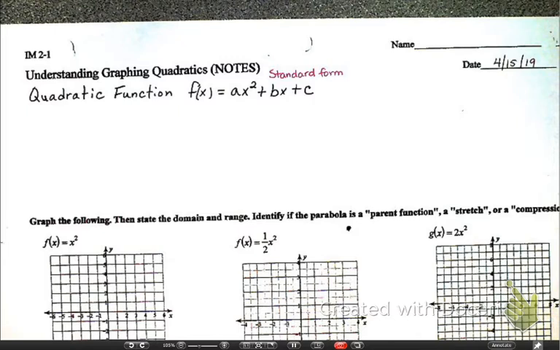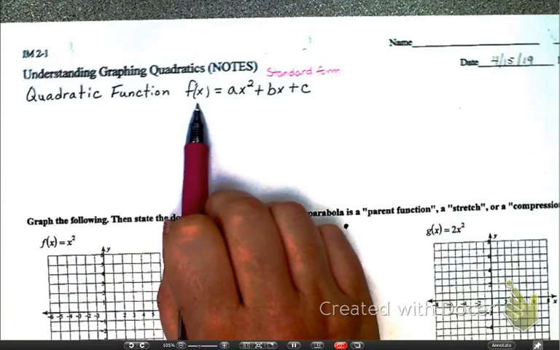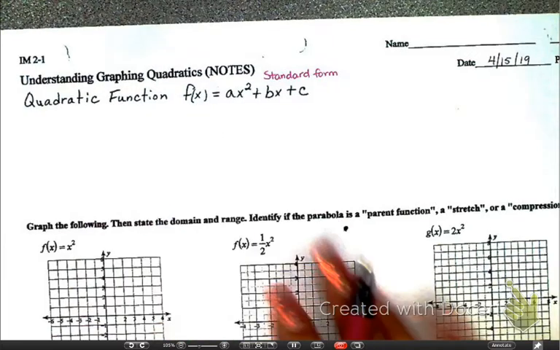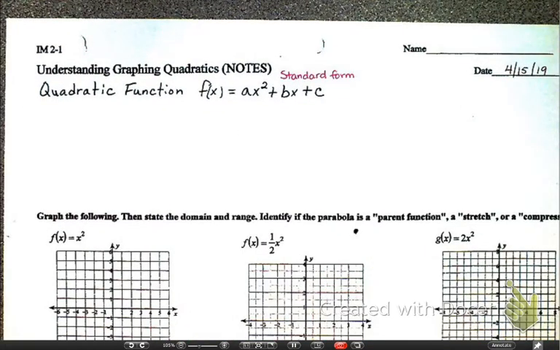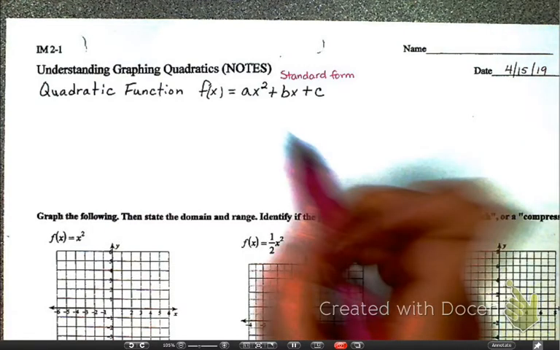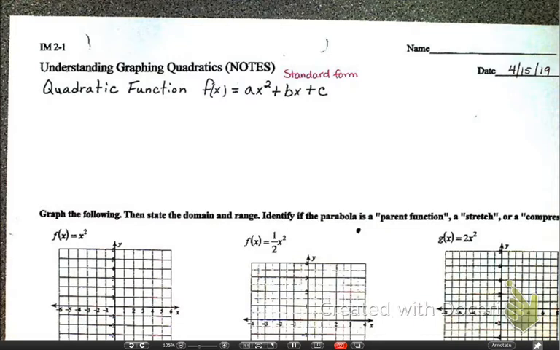We also talked about function notation, f of x. Who remembers what that also means? Or what it's the same as? Y. F of x is the same as y. Typically when we're in function notation, that means we're plugging something in to get another value.